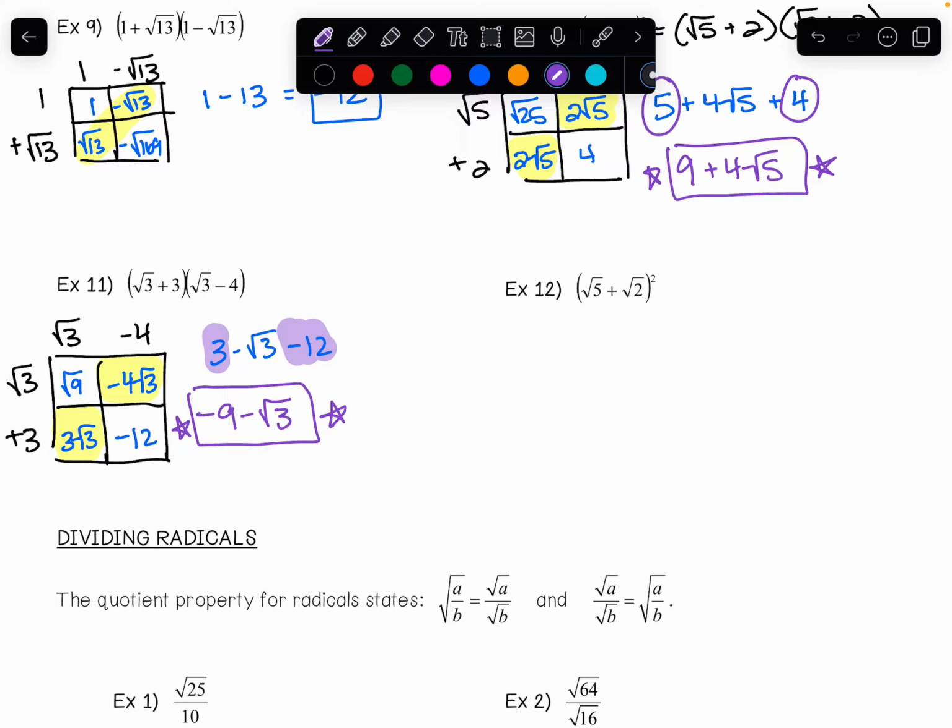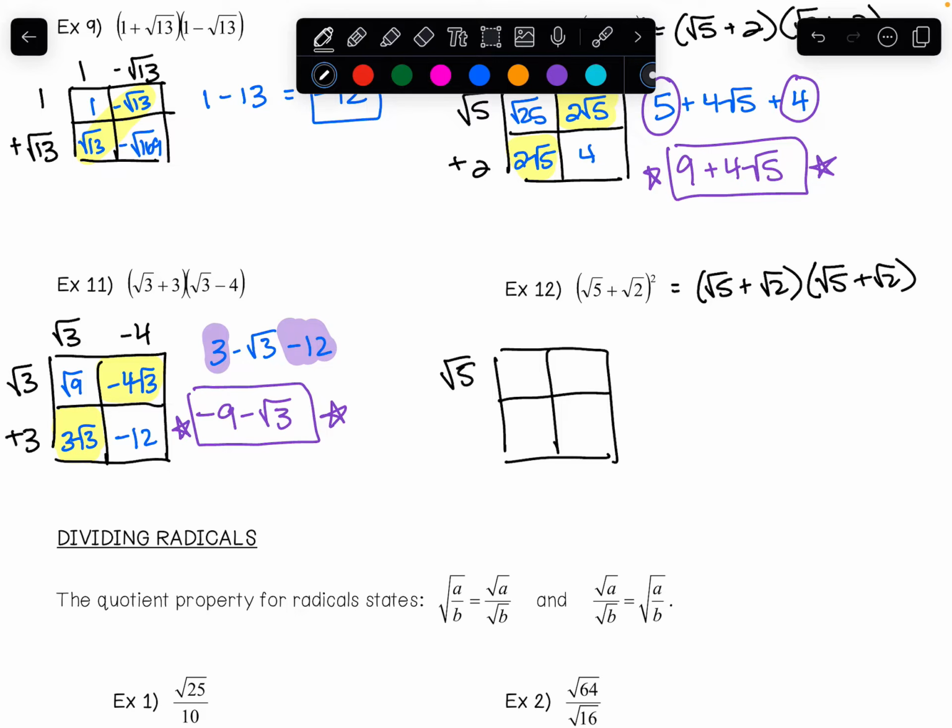On example 12, the square root of 5 plus the square root of 2 squared means that we have the square root of 5 plus the square root of 2 times the square root of 5 plus the square root of 2. So I'm going to go ahead and do the area model for that. So the square root of 5 times the square root of 5 is the square root of 25. The square root of 5 times the square root of 2 is the square root of 10. The square root of 2 times the square root of 5 is the square root of 10. And the square root of 2 times the square root of 2 is the square root of 4.